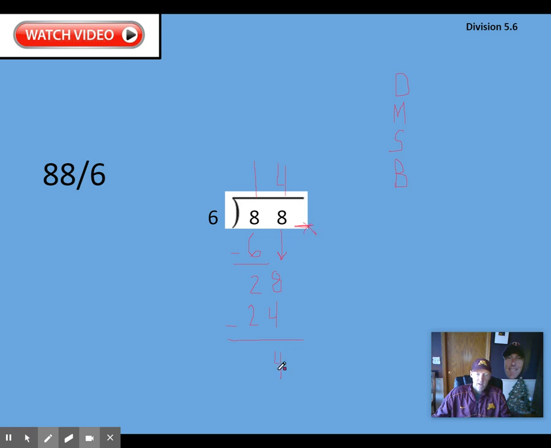This can serve, I can check to see is this a sensible remainder. Sensible meaning it's less than my divisor. 4 is less. I could not make another group. So that stands as my remainder. And my quotient is 14 with a remainder of 4.